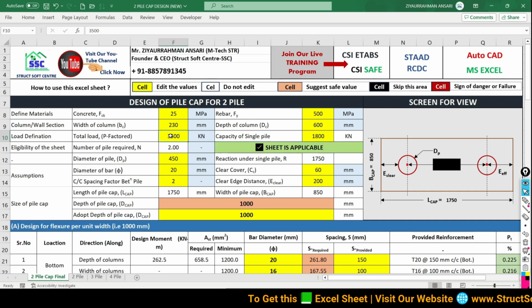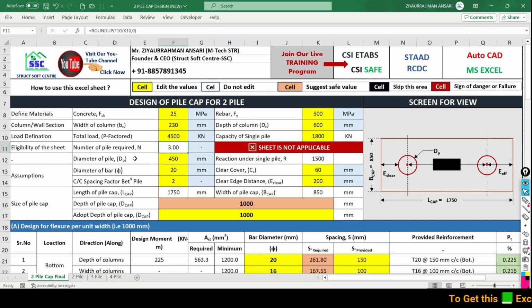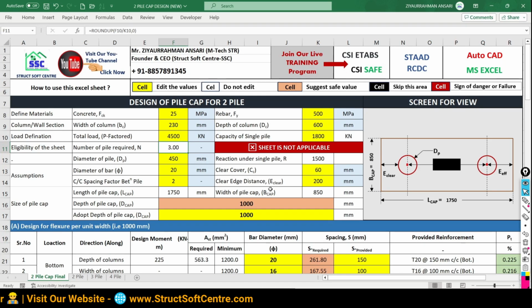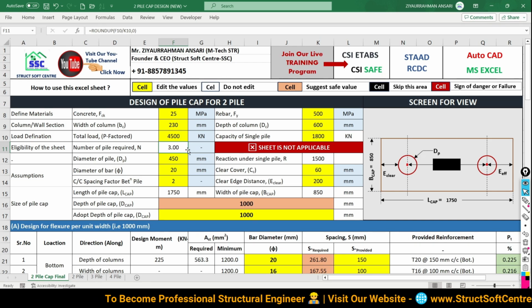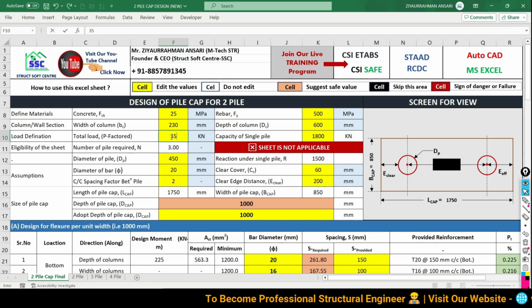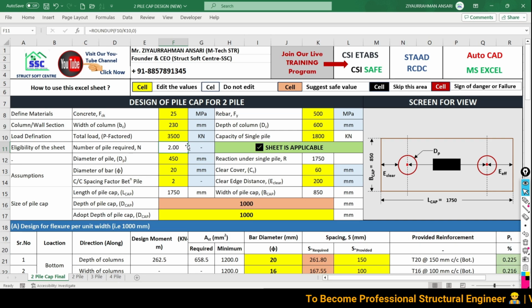For an example, if the load is coming out to be 4500, then the number of piles required is 3, and this sheet is only for 2 piles. So we are getting the sign as sheet is not applicable. Automatically the sheet will give the intimation whether you can use this Excel sheet or not for the design. Here our given load is 3500, so in respect of all this, your sheet is applicable, right?